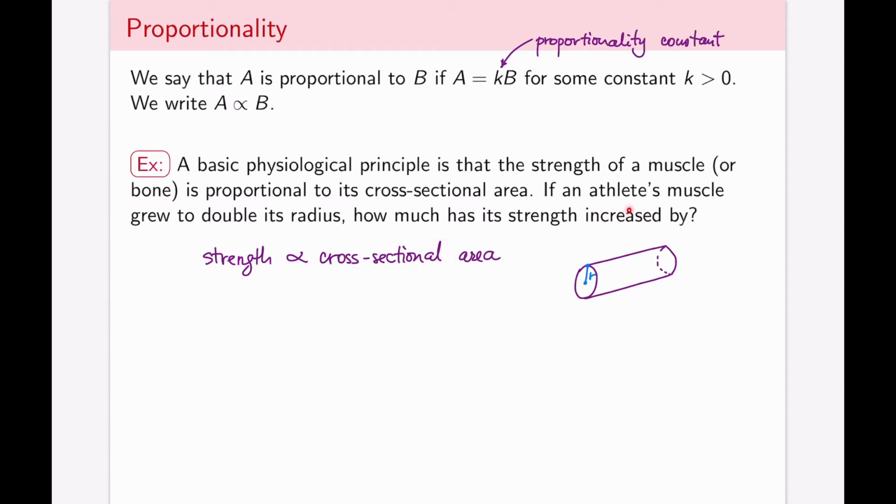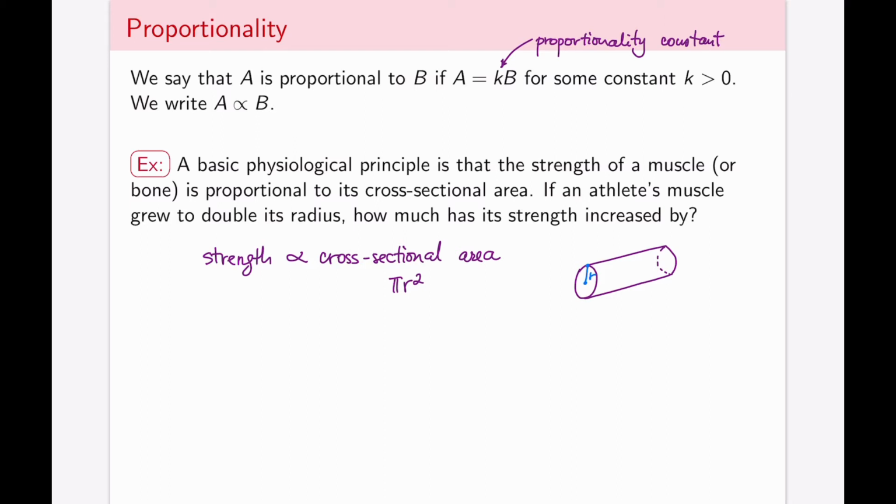One more note here on the fact that we're talking about cross-sectional area. Cross-sectional area means that I've sort of cut through the muscle and looked at what the actual picture on the inside looked like. Maybe you can think about it like cutting a salami and then looking at this picture here and realizing that this actually looks like a circle. So the cross-sectional area over here is going to be the area of the corresponding circle of radius r, which is pi r squared. So that means that the strength is proportional to pi r squared for the corresponding radius of the muscle. So now let's see what we have.